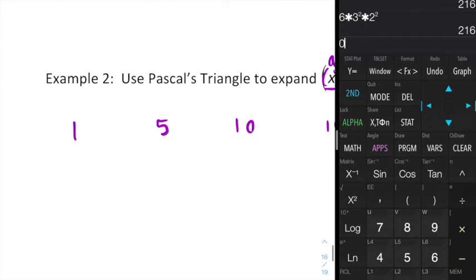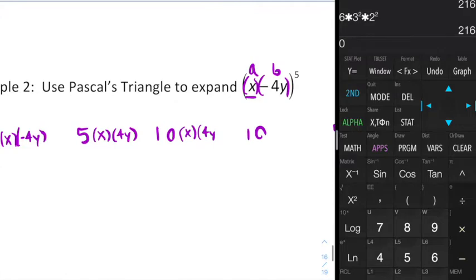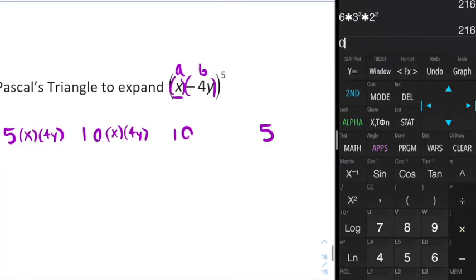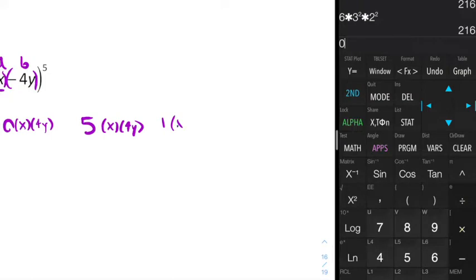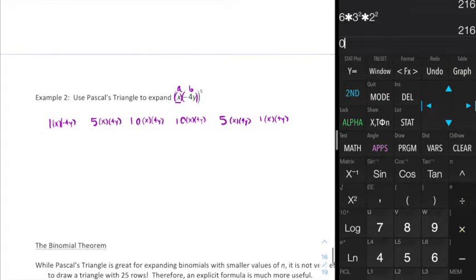So here's what I'm going to do on each of these. I'm going to write times x, and then times negative 4y. I'll go get the powers here in a second. We're just going to rinse and repeat there. X, 4y, get the powers in a second. Okay, then after that, I want to go back and get my powers.